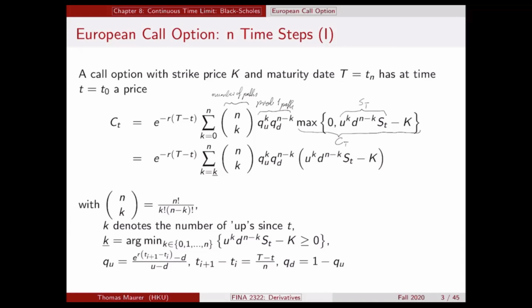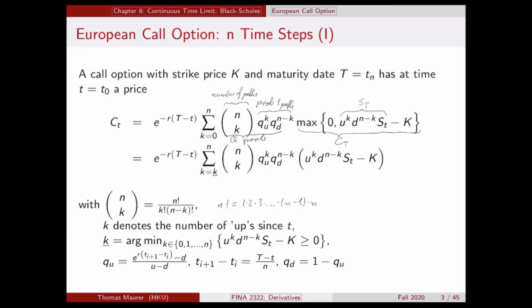What is this factorial thing again? That's just multiplying all the integers starting from 1 all the way up to n. So n factorial, if n is for example 5, would be 1 multiplied by 2 multiplied by 3 multiplied by 4 multiplied by 5. That counts how many paths you have through your tree if you move k times up and n minus k times down in the tree. So this entire thing over here tells you the risk-neutral probability to end up at the point of k up movements and n minus k down movements.